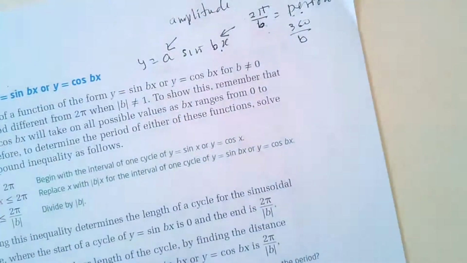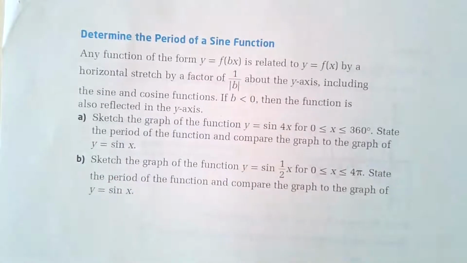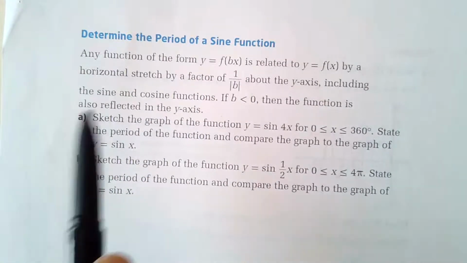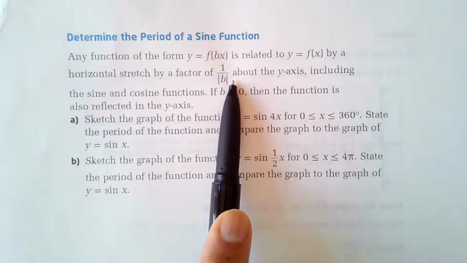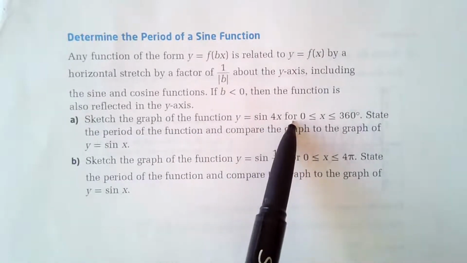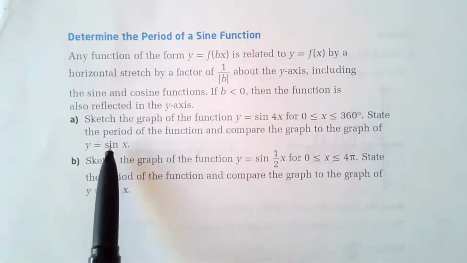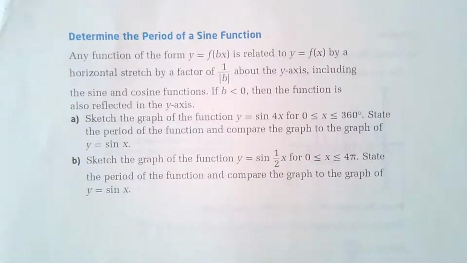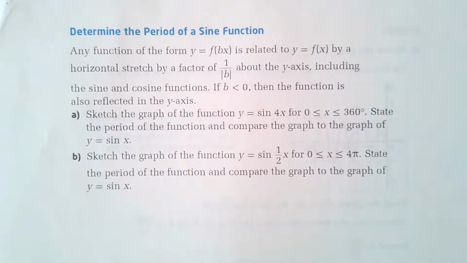So here's our question. Any function of the form y equals f of x related to y equals f of x, so it's a horizontal stretch. So we're looking at the horizontal stretch of 1 over the absolute value of b. Right? So here we give a sketchy graph of the function y equal to sine 4x between x 360 and 0. And we're going to sketch a function where it's half of x. So we have two of these.